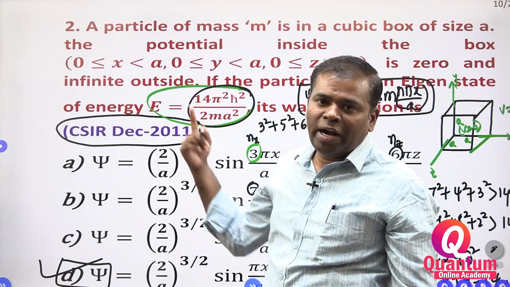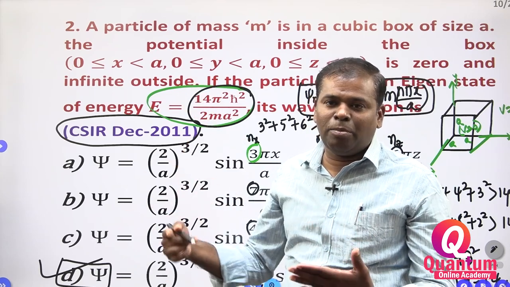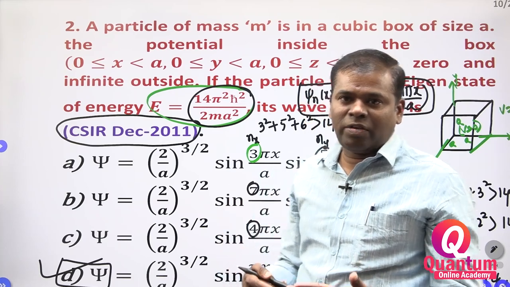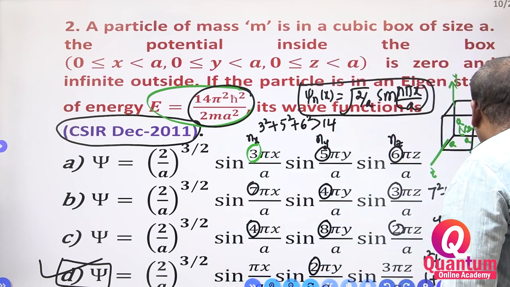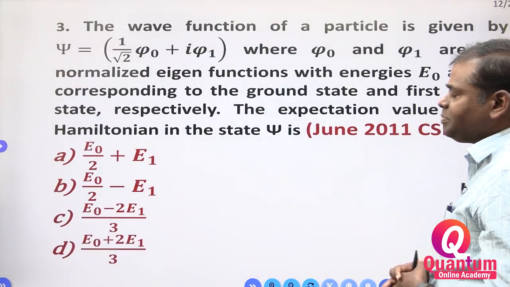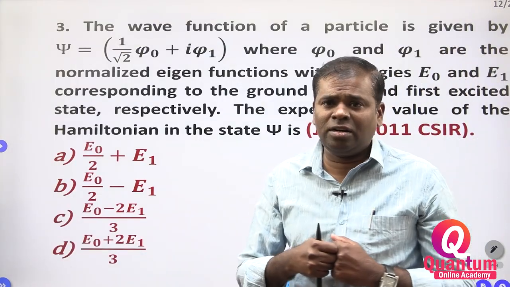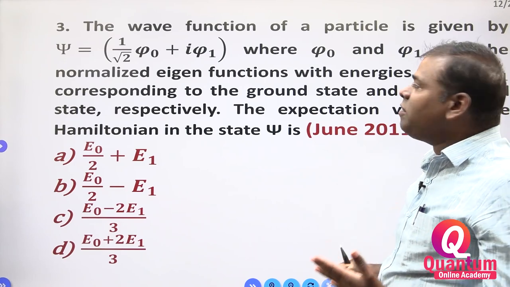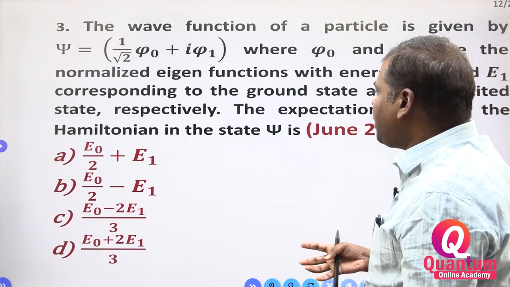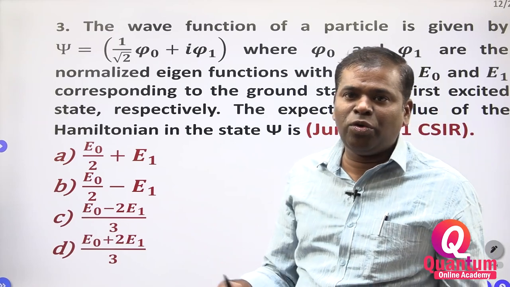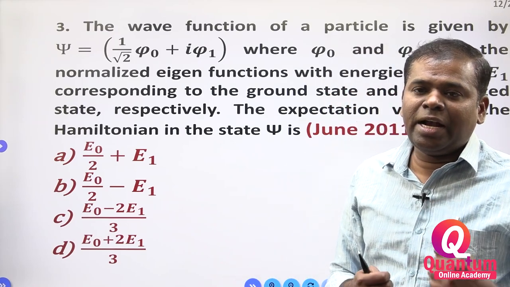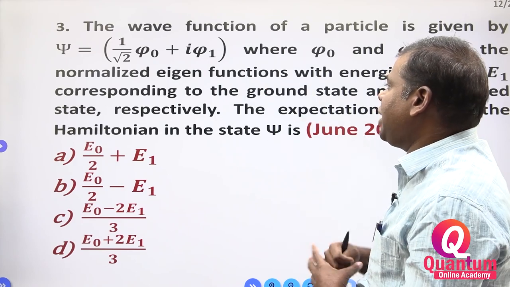This is a three-dimensional box, Schrodinger wave equation application. This one is the Schrodinger wave equation application. This is the second one. Now we have to see the third one. What is the third one? The third one we have to take is wave representation, position and momentum representation, and bracket notation. From that we have to see.